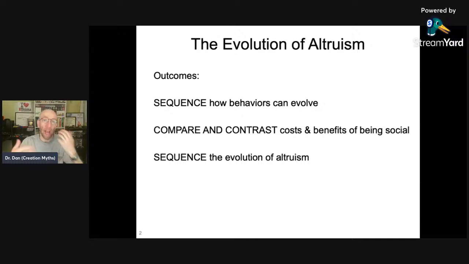Do we have an explanation that allows us to explain how those seemingly paradoxical behaviors are actually going to evolve and how they're going to be adaptive? How are the alleles associated with those behaviors going to increase in frequency? All right, so that's where we're going tonight. So let's get right into it.